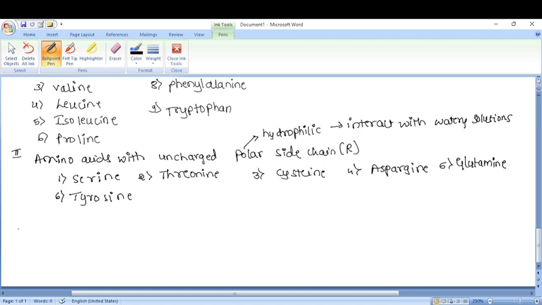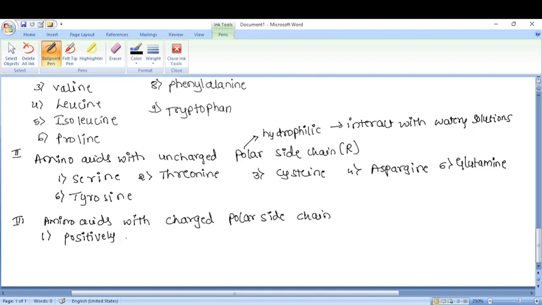Next, third type: amino acids with charged polar side chain. In this, further, there are two types. One is the positively charged amino acids, and the second one is the negatively charged amino acids.